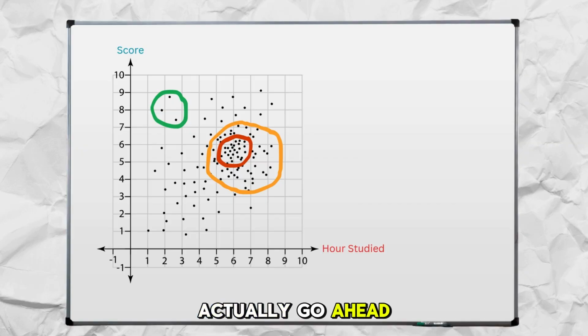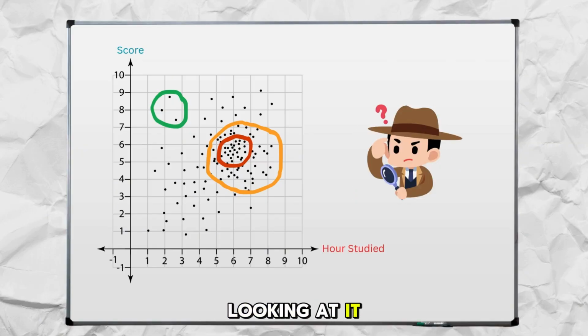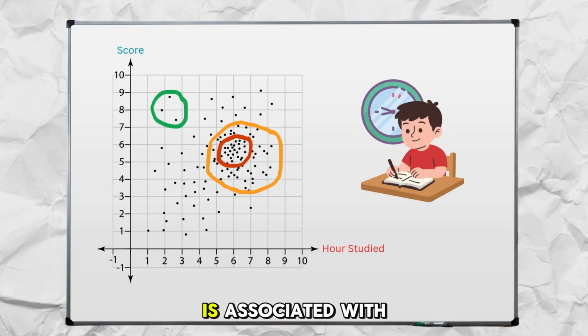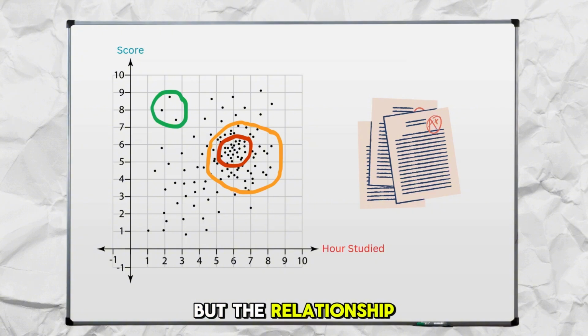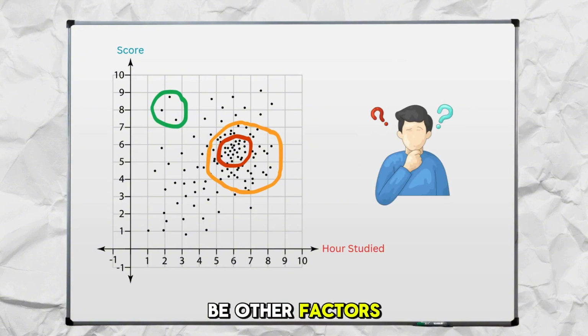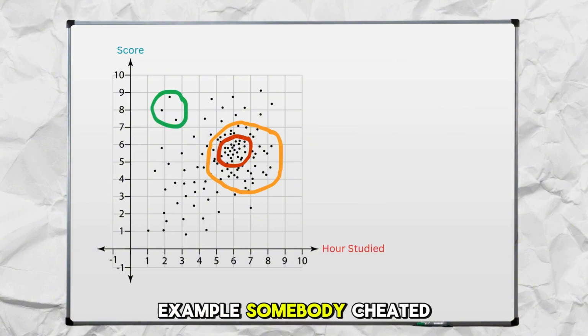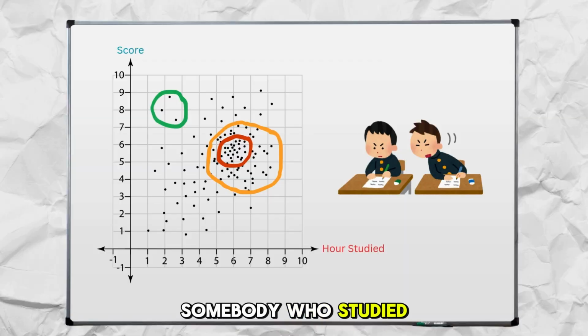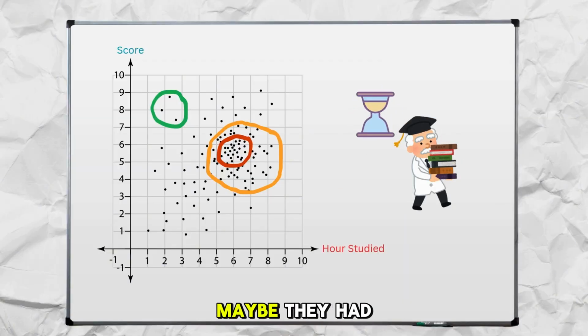Then we can actually go ahead and interpret our scatter plot here. Looking at it, we could say more study time is associated with higher test scores, but the relationship isn't perfect, and there might be other factors that influence the scores. For example, somebody cheated. You could have somebody who studied for a very long time and got a low test score, and maybe they had an off day.